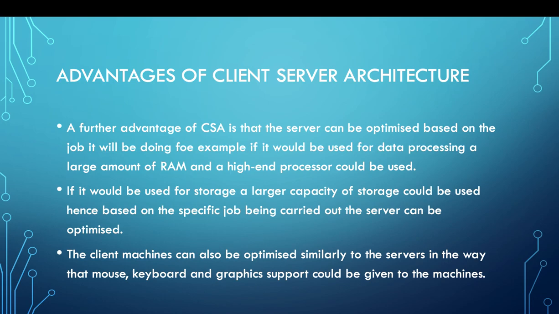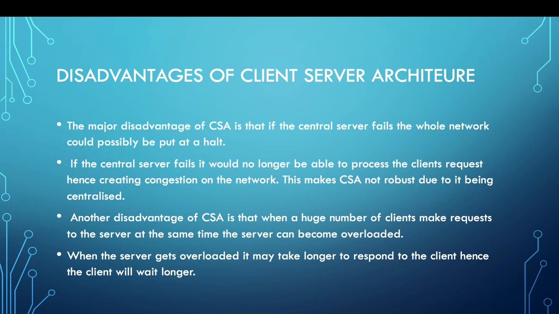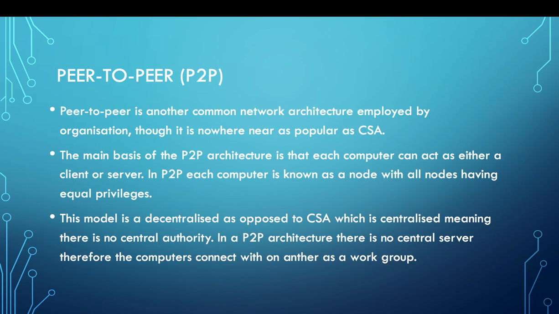The client machine can also be optimized in the way that a mouse, keyboard, and graphics support could be given to the machines. The major disadvantage of CSA is that if the central server fails, the whole network fails. Also, if a huge number of clients make requests to the server at the same time, the server can be overloaded and can cause congestion on the network.